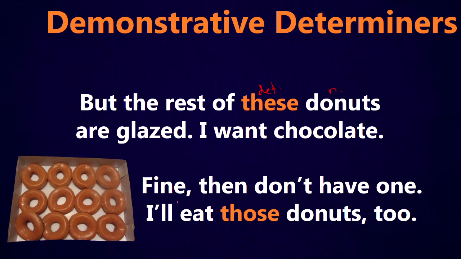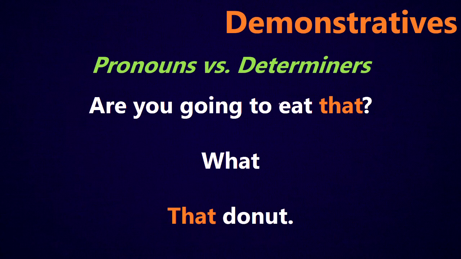Fine then. Don't have one. I'll eat those donuts too. So those is a determiner because it's coming before the word donuts, which is a noun. Now looking at the difference between the pronouns and the determiners, are you going to eat that? Now if you look after the word, there's nothing else, which means that this here has to be a pronoun. So are you going to eat that? What? That donut. So you see the word that up here is a pronoun, but that down here is a determiner. Well, how do I know it's a determiner? Because it's identifying this noun here, donut.